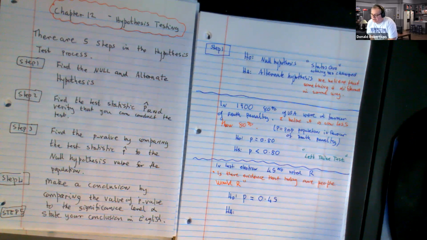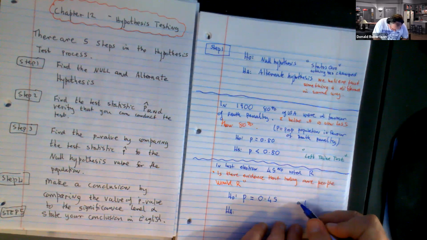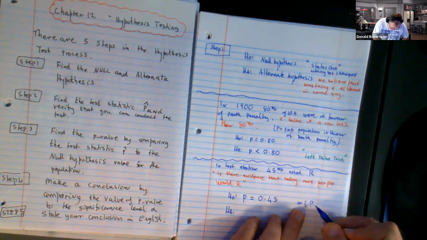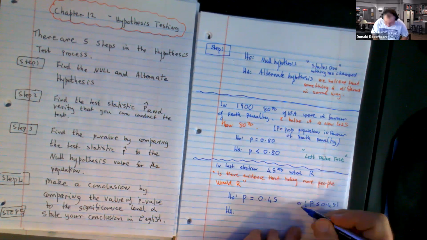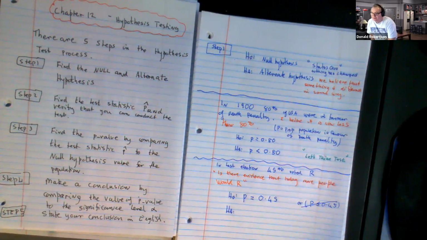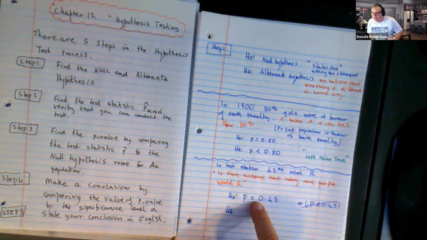Are we good? Now, sometimes in the textbook, they will also put beside it P less than 0.45 or something like that. Well, you just pretend that you never saw that, because nobody really does it except this textbook, and I don't want us to get bad habits. So always think of the null as being equal and you'll be fine.